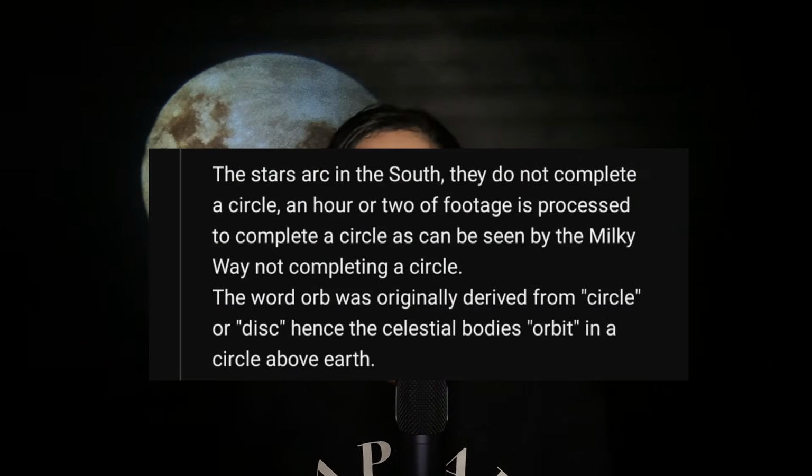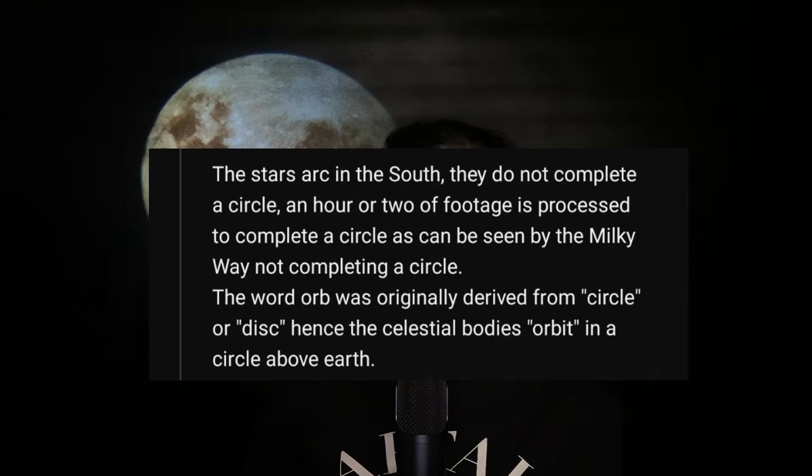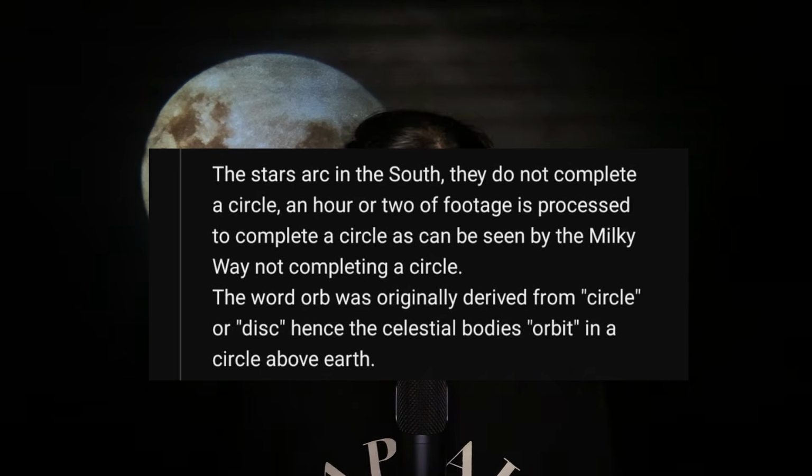Boom. So roasted. The stars arc in the south. They do not complete a circle. An hour or two of footage is processed to complete a circle, as can be seen by the Milky Way not completing a circle. The word orb was originally derived from circle or disk, hence the celestial bodies orbit in a circle above Earth. They do constantly. Time-lapse photography shows full circular trails in the south, centered on the south celestial pole. If someone only films for an hour and says it doesn't complete a circle, that's just impatience.